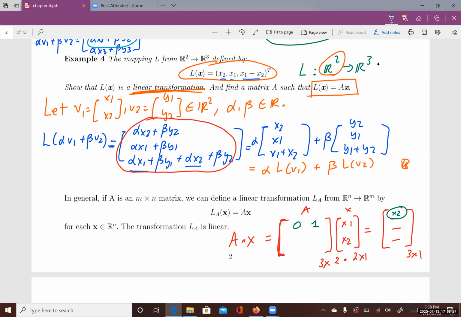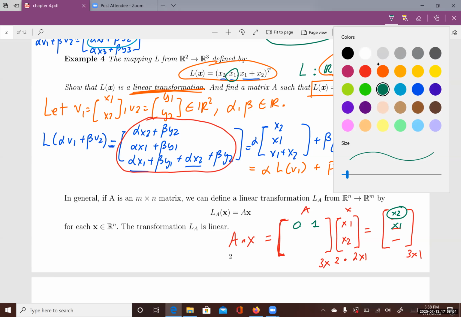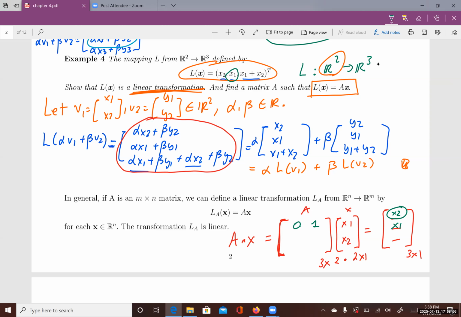But the second entry of the result is x1. Then what should the second row of A be? You take the second row, dot it with the vector x, and you get x1. You can guess that it's going to be 1, 0. Because 1 multiplied by x1 gives x1, and 0 multiplied by x2 gives 0. So the result is x1.